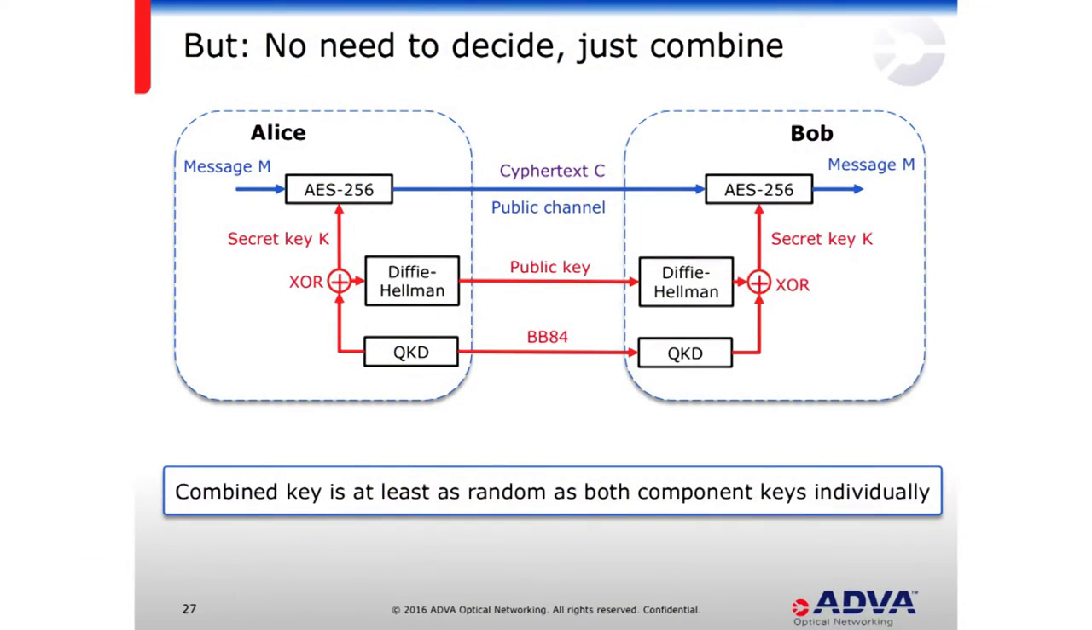Therefore, the good news that comes now: maybe you don't have to decide for one option or for the other option. Maybe you just take both, you just combine it, and that's a good thing. You can combine the key for two different public key systems in an XOR operation, and the combined key is at least as random as the individual keys. So you really can have a certified solution with a standard public key system, and you can add a QKD system, which is, of course, not certified, but it adds some additional security.